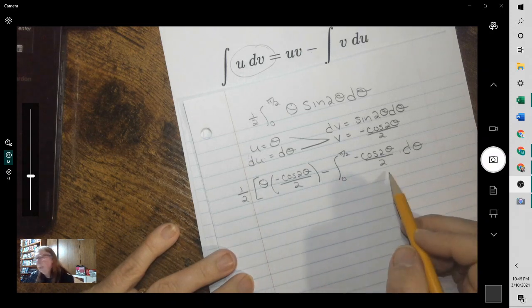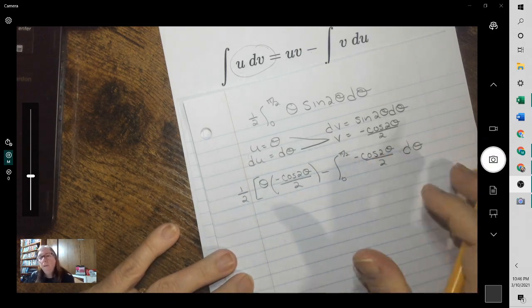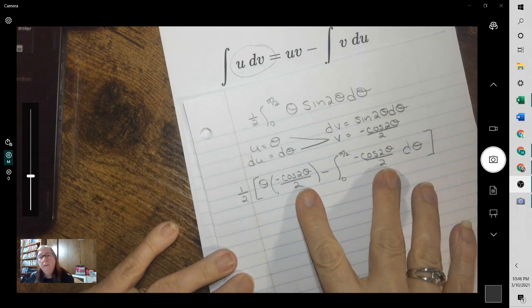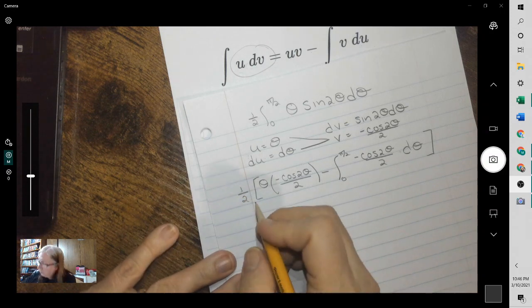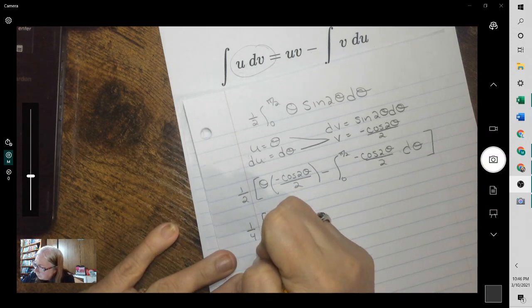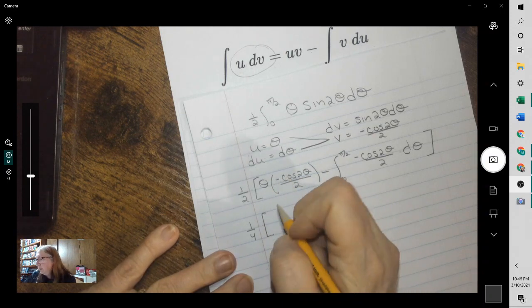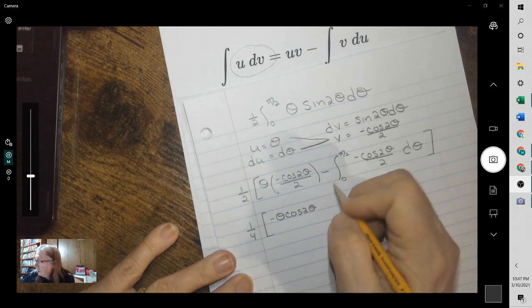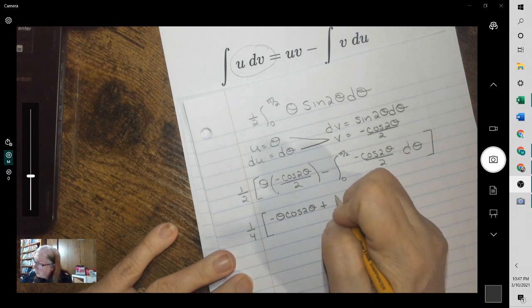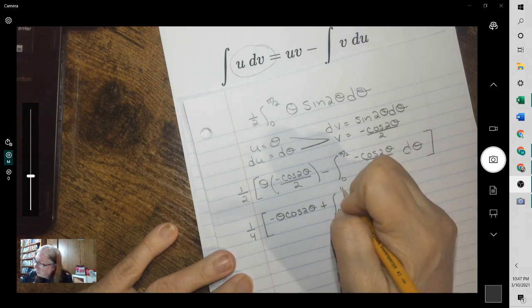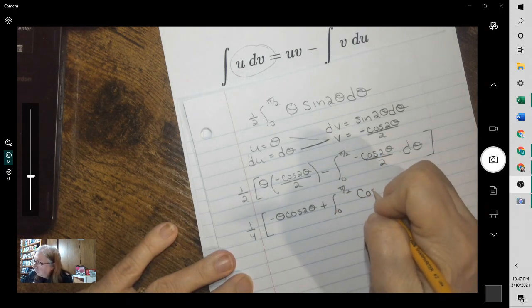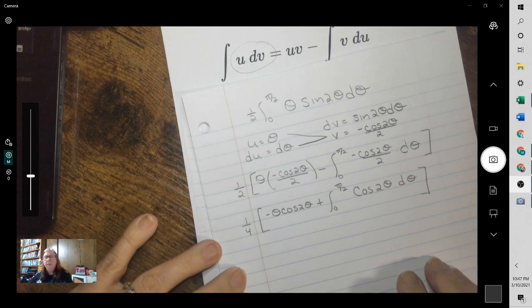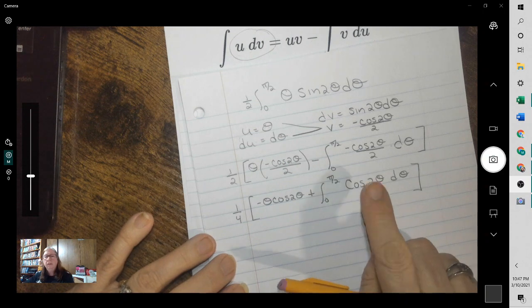Now I would pull these halves out because when we start plugging everything in, it will make it much easier. So if I factor this half out, it's going to make 1/4. Theta times negative is negative theta cosine of 2 theta. A negative and a negative makes this a positive, the integral from 0 to pi over 2 of cosine of 2 theta d theta. So I just simplified it a little bit first. Now we can take this integral.